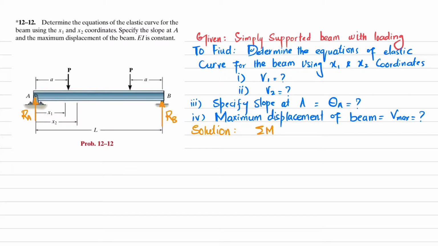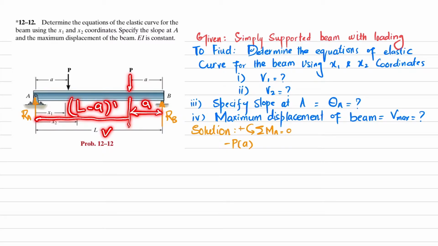The first equation is that the sum of all moments about point A is equal to 0, taking counterclockwise moment as positive. About point A, one moment is due to P times the perpendicular distance A, and that is producing clockwise moment, so it will be negative. I will write minus P into A. The second moment is due to this load P, and the perpendicular distance is L minus A, because this is A and this is L. It is also producing clockwise moment, so it will be negative. I will write minus P into (L minus A).